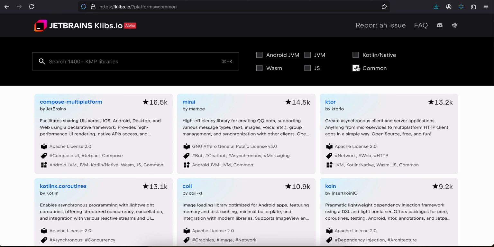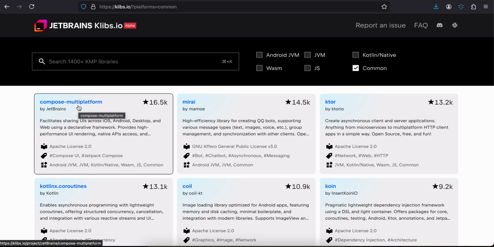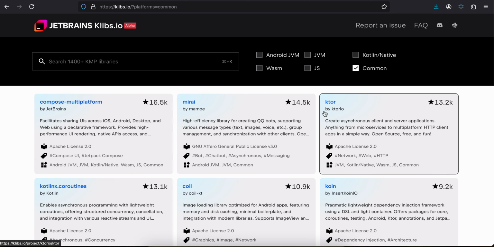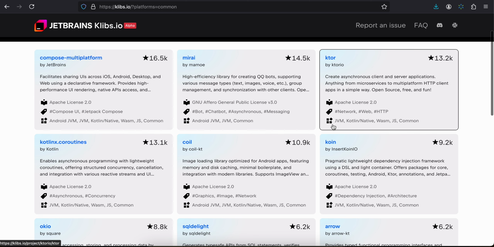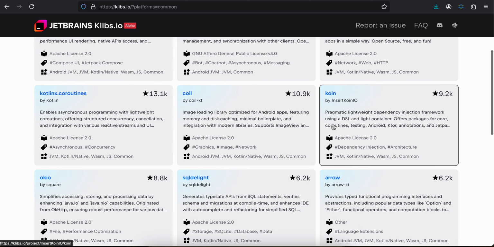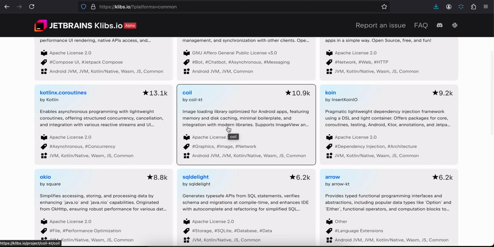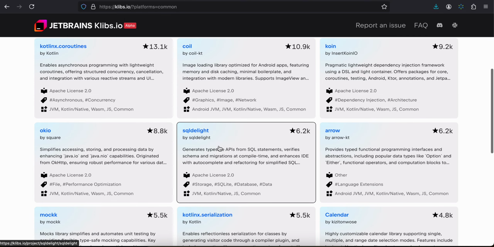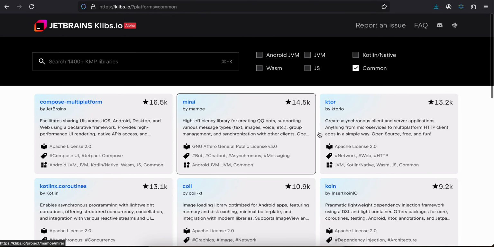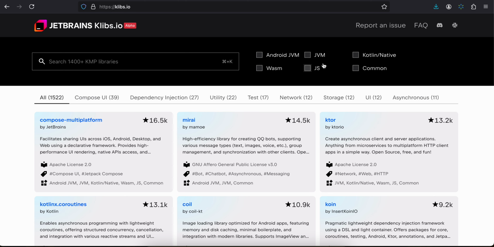I don't know what this Common is about. I think Common is about making it usable on Android and iOS, but I could be wrong, because Compose Multiplatform, I know, runs on Android as well as iOS. And I think Ktor can also be used on Android and iOS, I guess. Coil also supports Android and iOS. SQLite, I know, supports Android and iOS. So I think Common means Android as well as iOS, but like they have given Android JVM, I wish they had just given iOS as well.